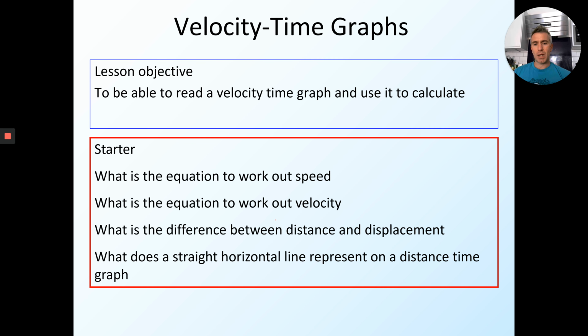What is the equation to work out speed? Or what is the equation to work out velocity? Similar. What's the difference between distance and displacement? And what does a straight horizontal line represent on a distance time graph? Okay, answer the questions, pause the video, and unpause when you're done.